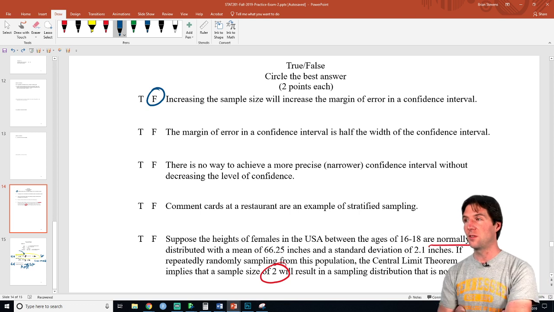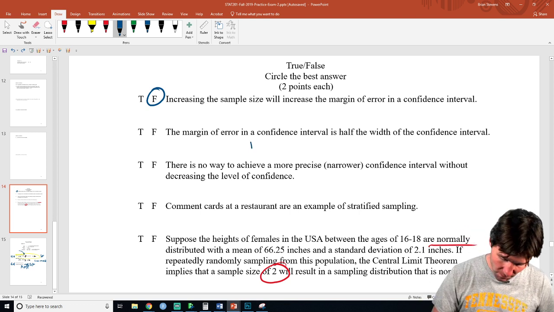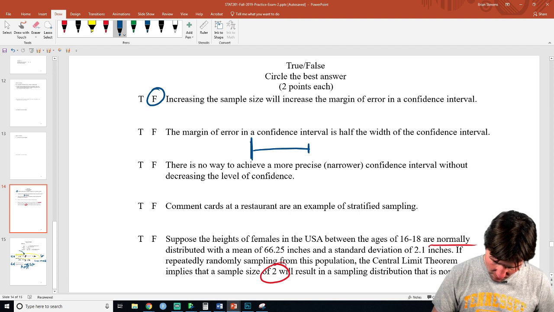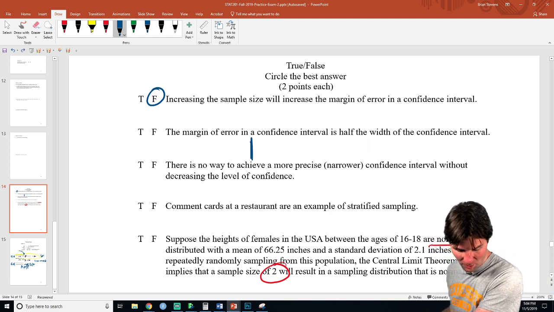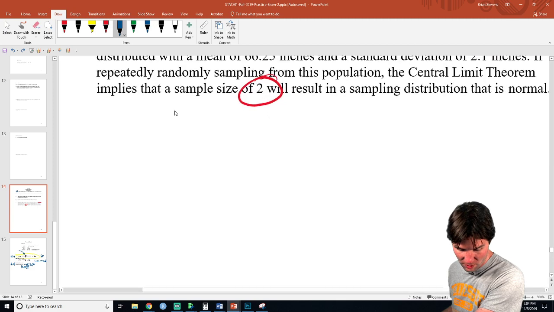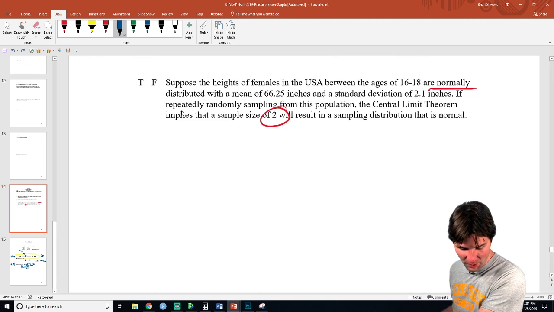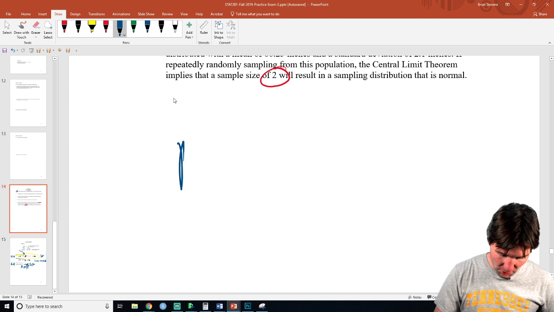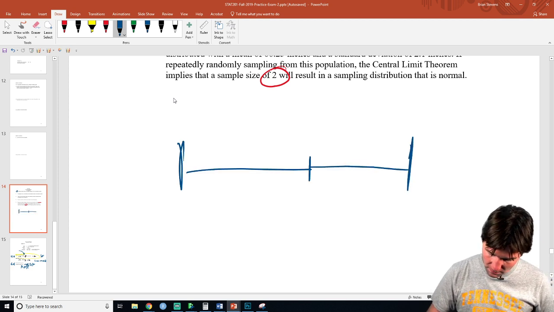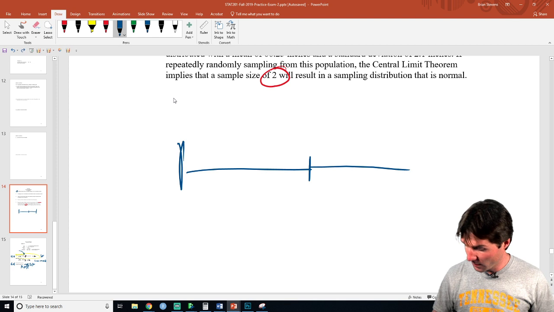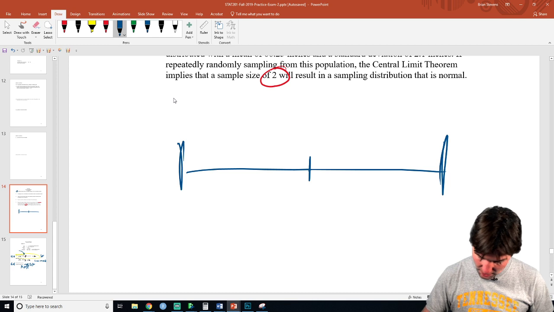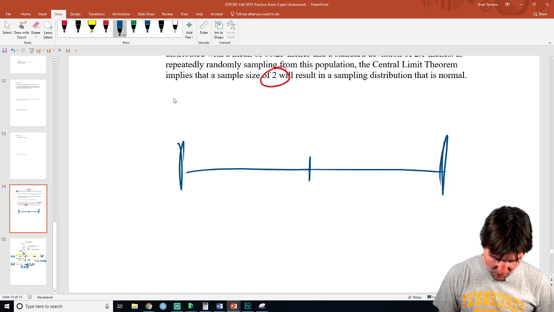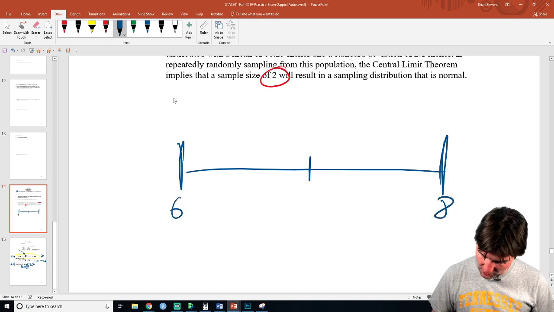The margin of error in a confidence interval is half the width of a confidence interval. Here's a confidence interval. Here's the width of it. I need more room to write. Let me try to zoom in a little bit more. Oh, way too much. I don't know why it does it so quick. Let's draw it down here. Here's your confidence interval, and I want to make it symmetric. Let's say lunch is going to cost between $6 and $8.